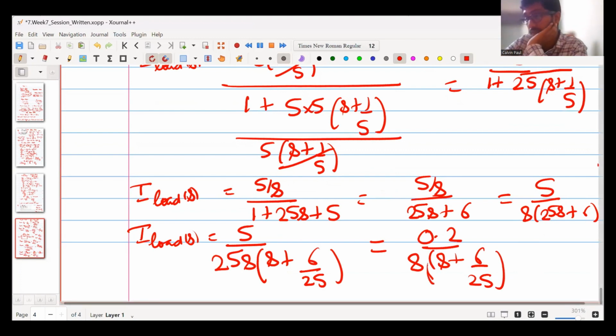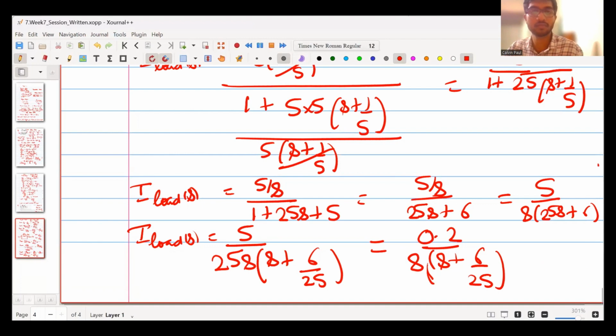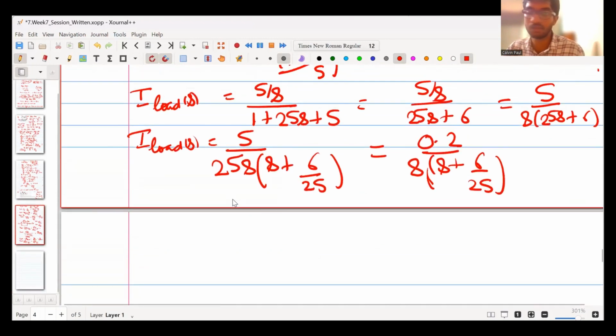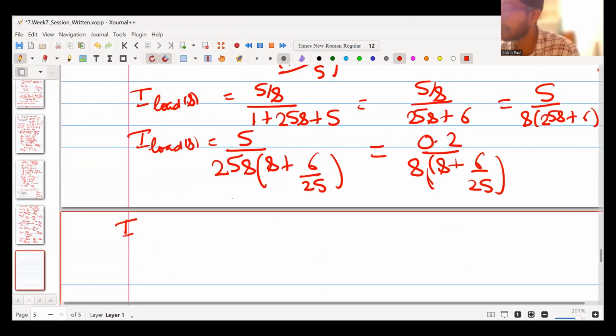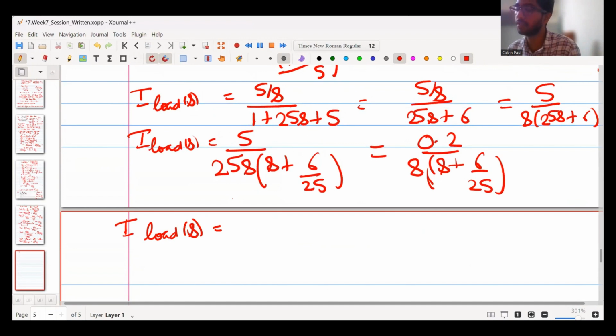Yes, sir. So we'll add another page. So we get I load of S. Now how will we solve this? Bharat, how will we solve this?